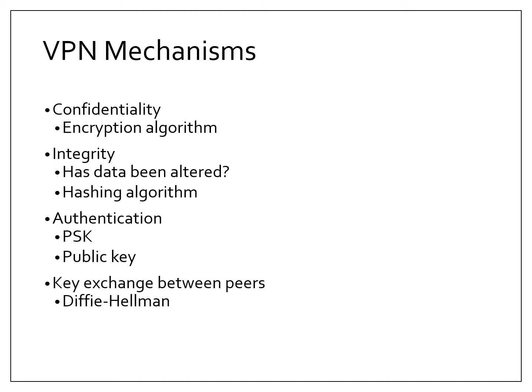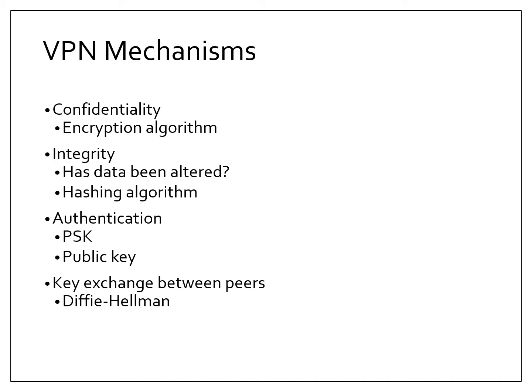That's the integrity of the data. Has it been altered in transit? We can measure this by using a hashing algorithm. We also need to look at authentication. When we set up our VPN, we're setting it up between two routers at each end of our VPN tunnel. We need to make sure that we're actually talking to the right routers, that we're not looking at a man-in-the-middle attack. So we can do this using a pre-shared key or a public key mechanism.